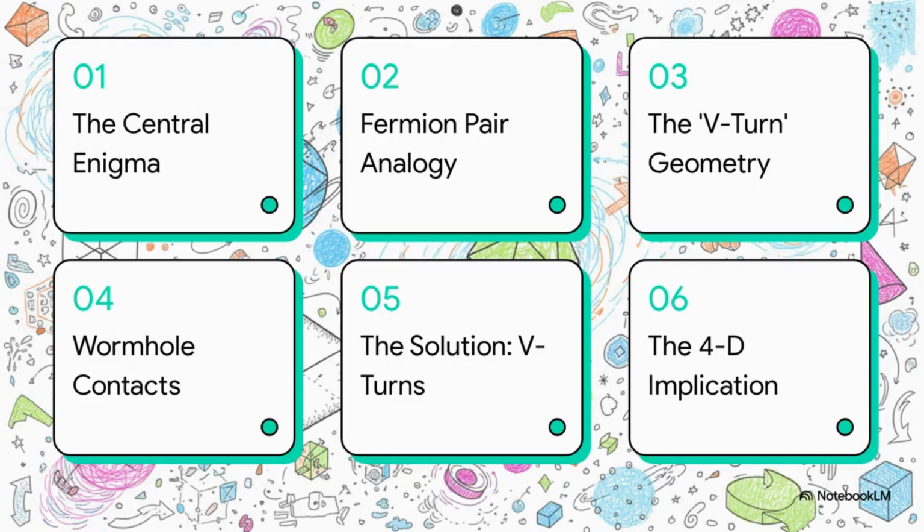To really get to the bottom of this, we're going to start with the central puzzle, the creation of particles. Then we'll draw on a really key analogy from quantum theory that points us toward a rather strange kind of geometry, something we'll call the V-turn. After we understand the structure of these particles, we'll see how this V-turn provides the solution, and that's going to lead us to a truly stunning conclusion about the nature of our universe.